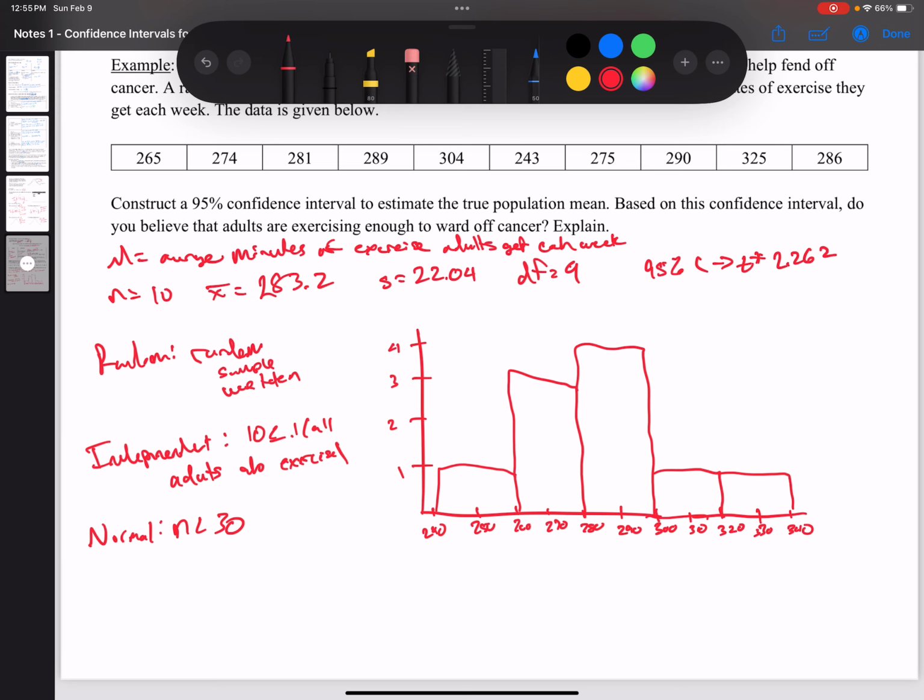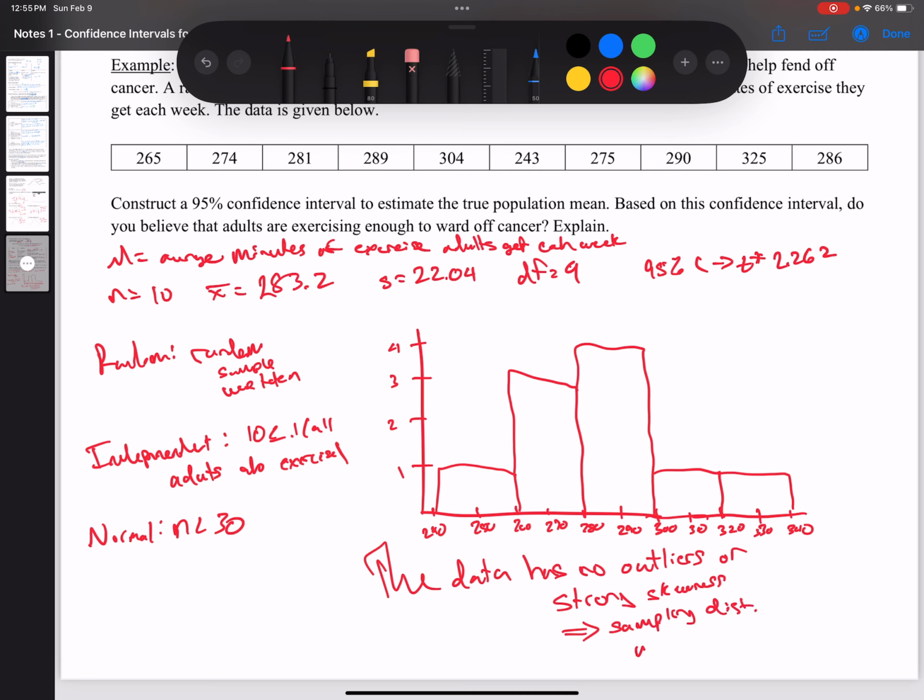Okay, and I can see that the data has no outliers or strong skewness, which means the sampling distribution will be approximately normal.